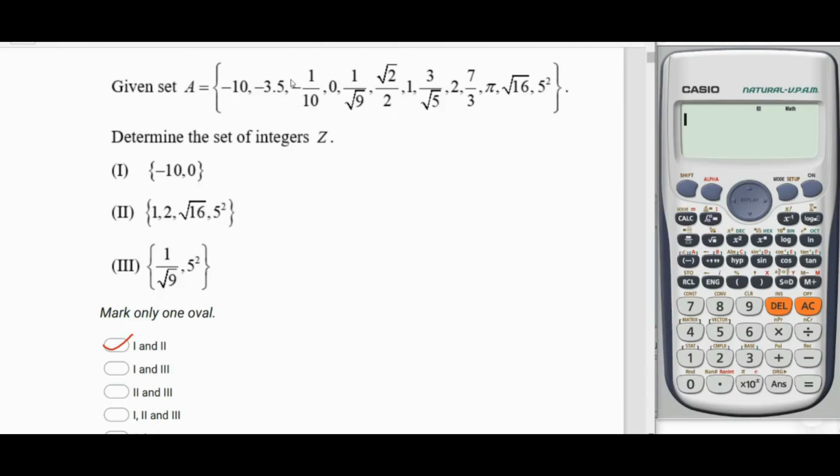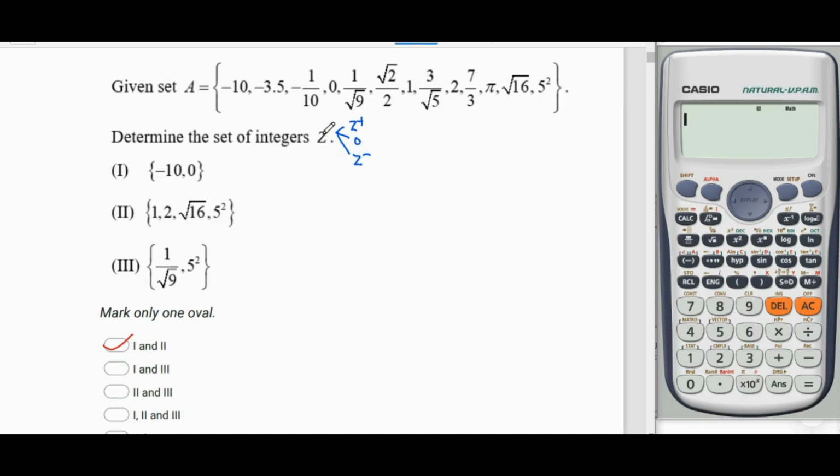So now we're going to discuss our clinical UPS. For these questions, given set A, a set of numbers, then determine the set of Z. Z is integers. Integers can be positive integers, 0, or negative integers. So soalan ni memerlukan nombor bulat yang positif, nombor bulat yang negatif ataupun nombor kosong.